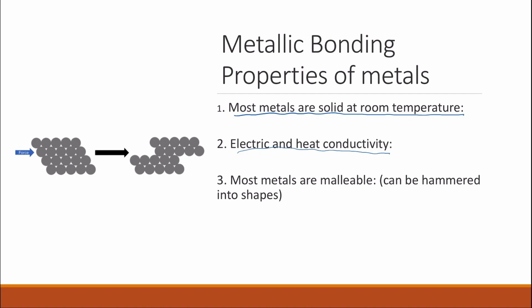The third property is malleability. Most metals are malleable, meaning they can be hammered into shape. The reason for that is that the layers of atoms in a metal can slide past each other, as we can see here, making the metal malleable. So they can be bent, hammered, or rolled into flat sheets.